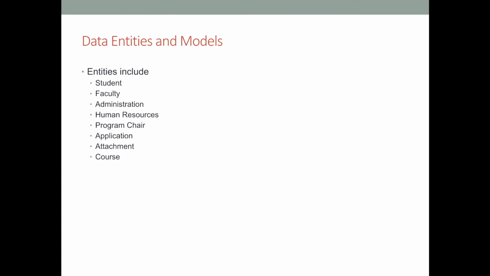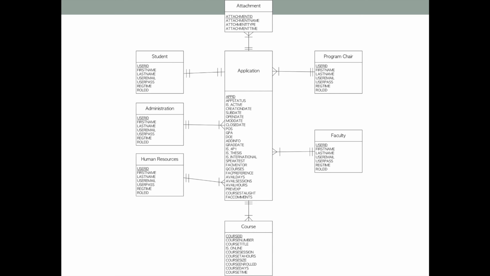Data entities and models. Entities include student, faculty, administration, human resources, program chair, application, attachment, and course. Program chair can view many applications. Faculty can view many applications. There would be many courses mapped to one application.